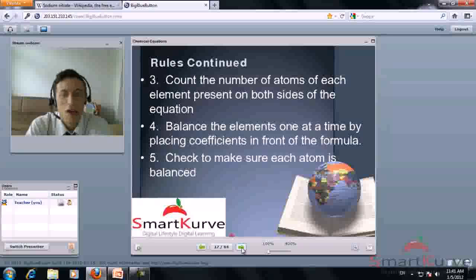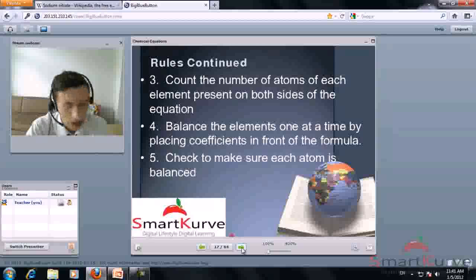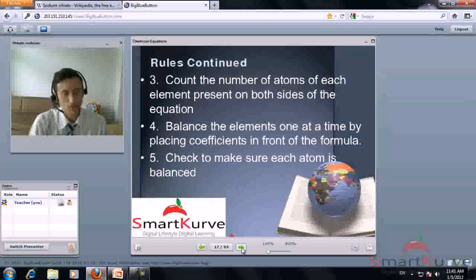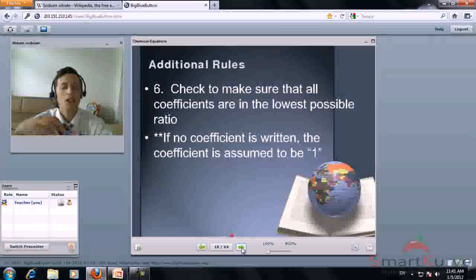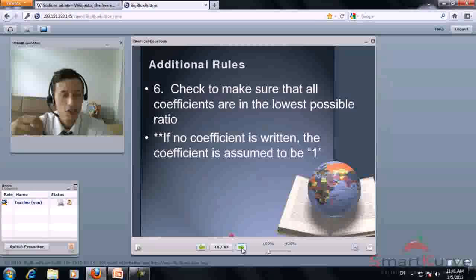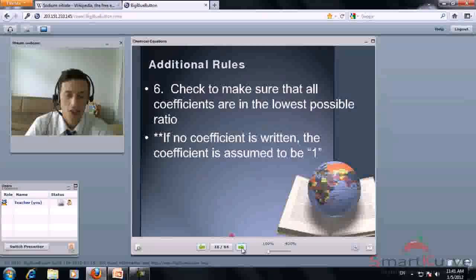Here we go. Count the number of atoms of each element present on both sides of the equation. Balance the elements one at a time by placing coefficients in front of the formula, and check to make sure each atom is balanced. We're going to take a look at that, I think, right now. Check to make sure that all coefficients are in the lowest possible ratio. If no coefficient is written, the coefficient is assumed to be 1.